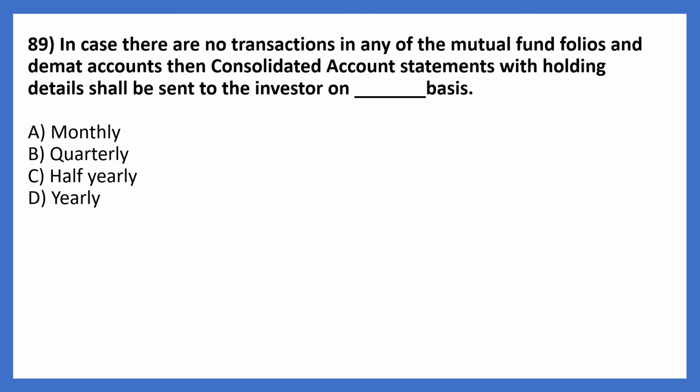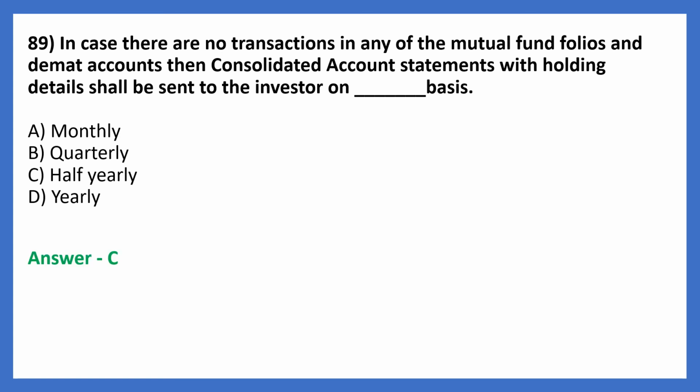In case there are no transactions in any of the mutual fund folios and Demat accounts, then consolidated account statements with holding details shall be sent to the investor on which basis? Option A, monthly. Option B, quarterly. Option C, half-yearly. And option D, yearly. The correct answer is option C, half-yearly.